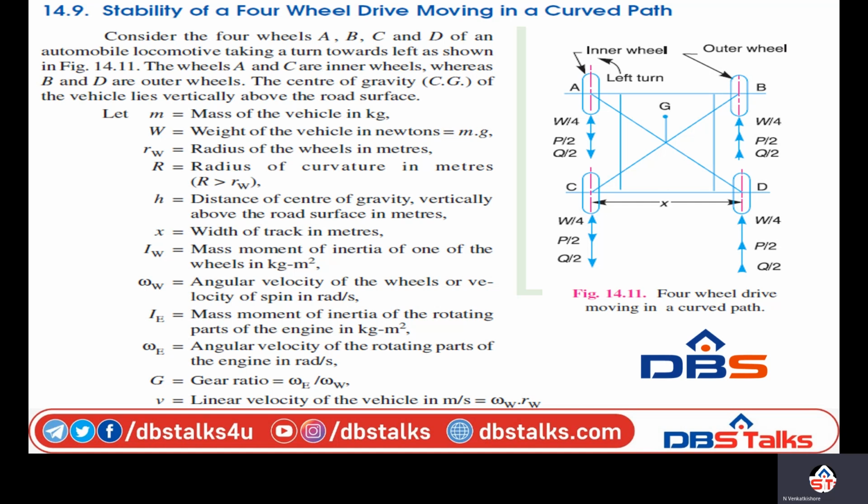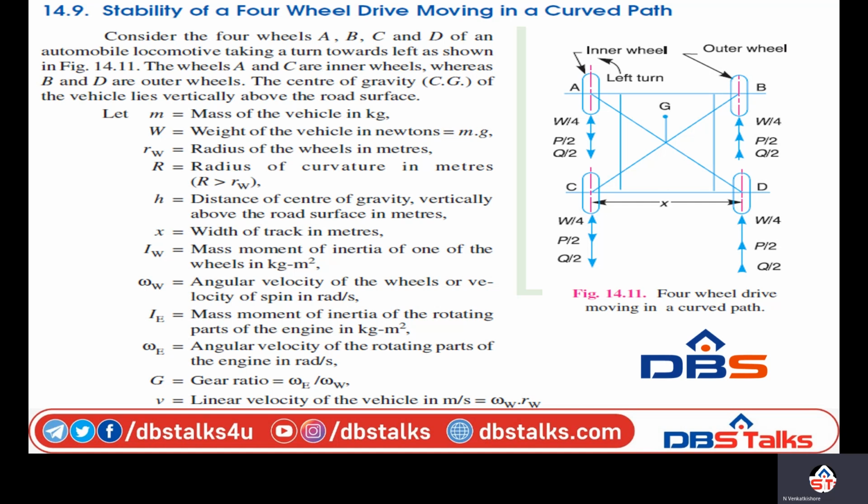So, what is the stability? Consider a four-wheeler, which has four wheels, as we are seeing in the diagram: A, B, C, D of an automobile taking the turn towards the left. So the wheels AC are the inner wheels and BD are the outer wheels.